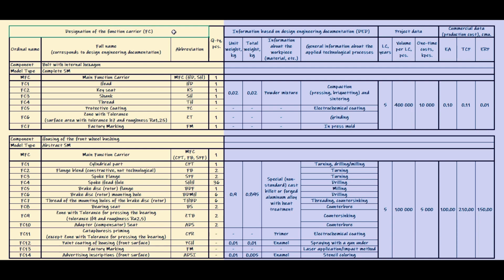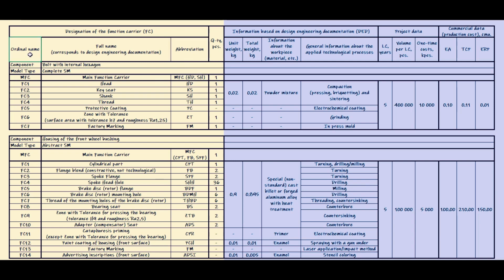As mentioned above, the main role of the structural model is to set the required degree of abstraction of consideration. The basic structural model contains information about the designation of function carriers: in the section designation of function carriers, the subsection ordinal name, full name, and abbreviation.